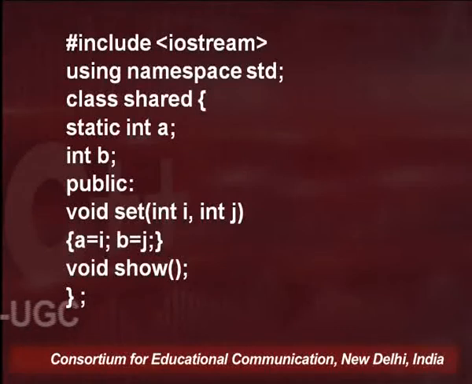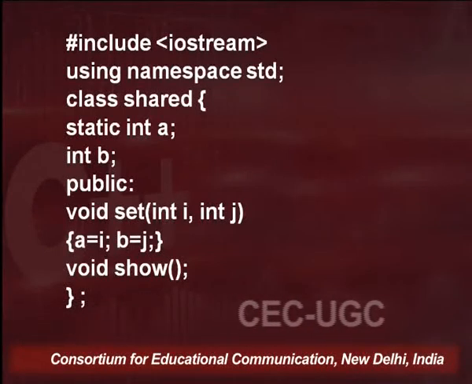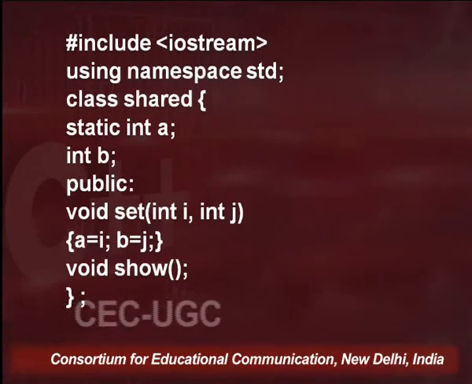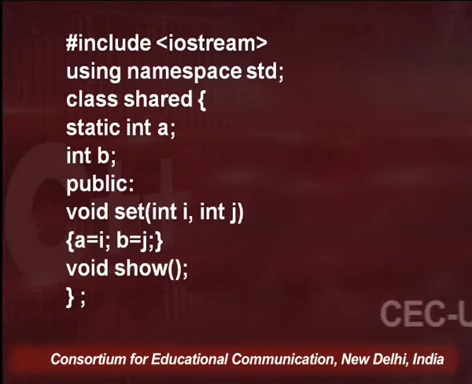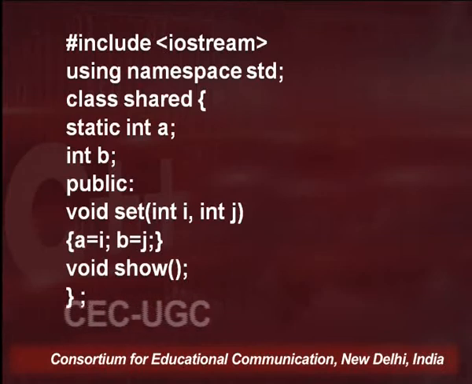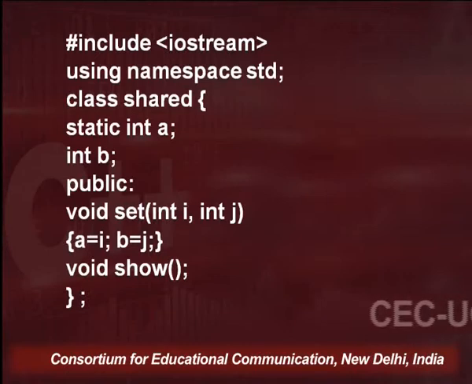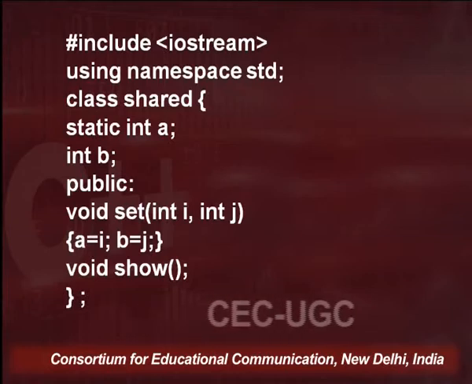Now let us see what all facts I was describing here, how we are going to incorporate those facts within the program. So let's say we have a class which is named shared, and there is a variable b which is a normal variable, as you can see on the screen. Then there is a variable a which is a static variable, and both of these are declared inside the private section or private area of class shared.